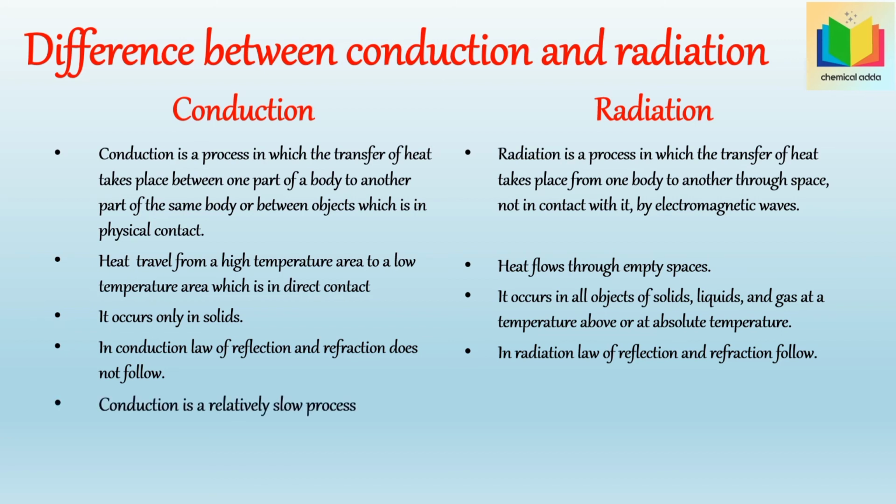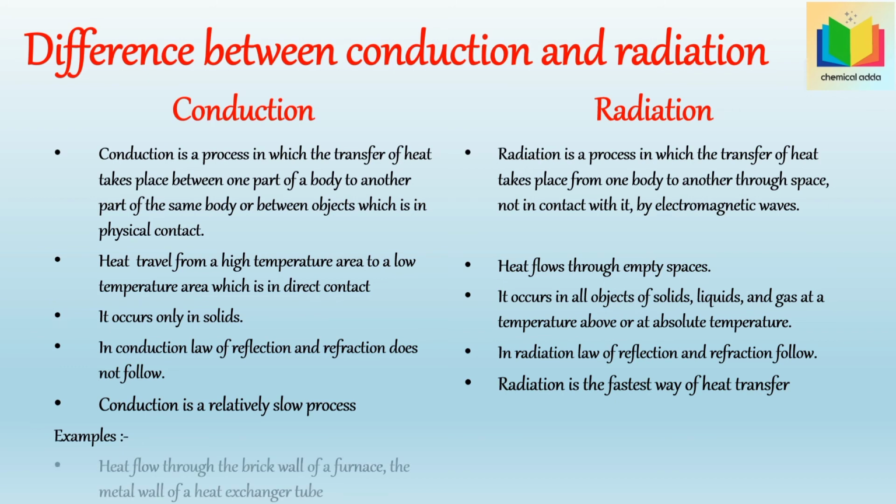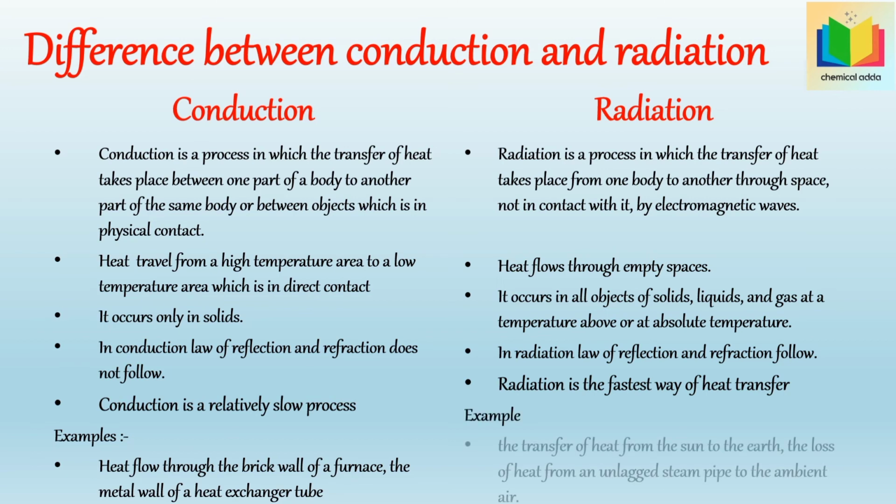Conduction is a relatively slow process, and radiation is the fastest way of heat transfer. Examples of conduction are heat flow through the brick wall of a furnace and the metal wall of a heat exchanger tube. Examples of radiation are the transfer of heat from the sun to the earth, and the loss of heat from an insulated steam pipe to the ambient air.